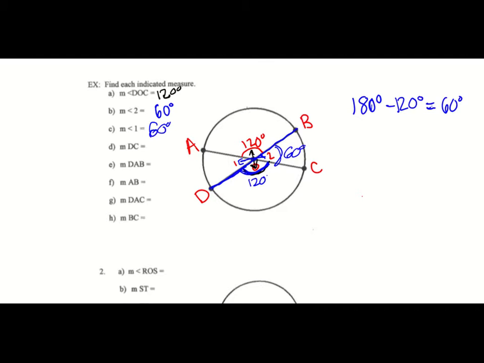Now it's asking for the measure of arc DC. Arc DC is right out here, and we just learned that the angle at the center is going to be the same as the angle of the arc. So if this angle inside is 120, this arc is going to be 120 degrees.